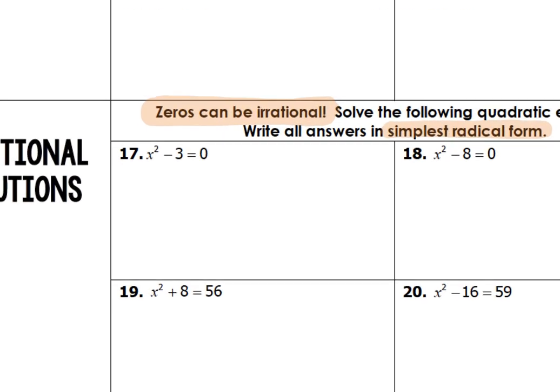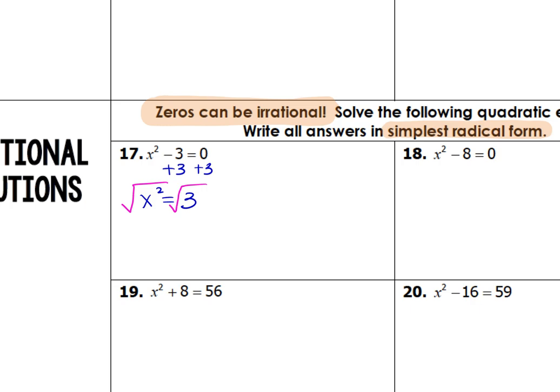All right, number 17. Nothing changes here. The steps are the same. What's your first step? Plus 3. We have to isolate x squared. So plus 3, and we get x squared equals 3. Have we isolated x squared? Yes, it is by itself. It's ready for step 2, which is what? Square root both sides.